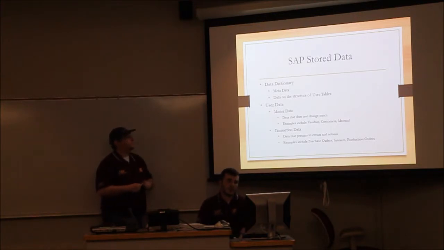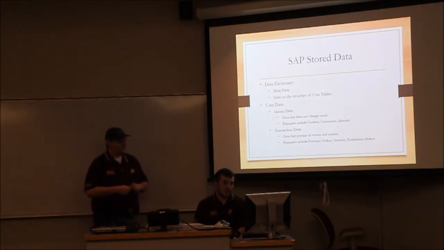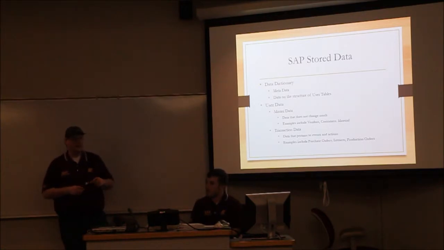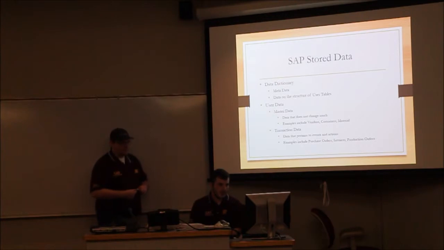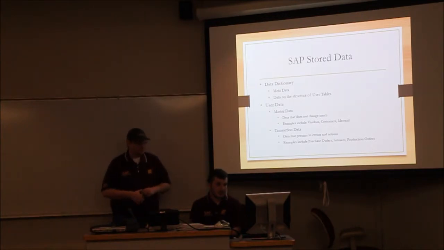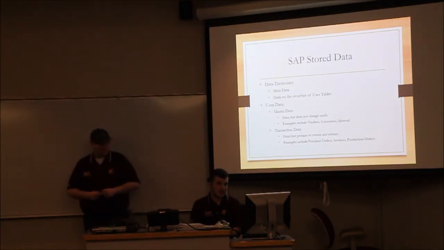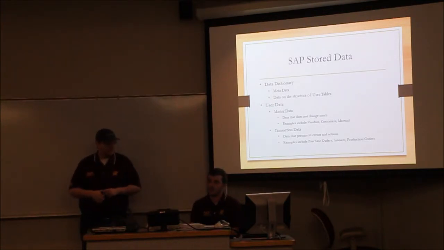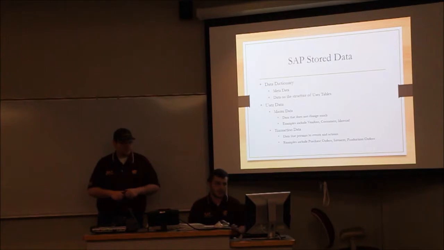And here's stored data that is involved with production planning: the data dictionary, which is all the metadata, and then the data structure for all the tables that you use. Just to add, metadata is data about the data. Then the user data, which is the master data and transaction data. These are the types of data that you are creating and working with fully hands-on.